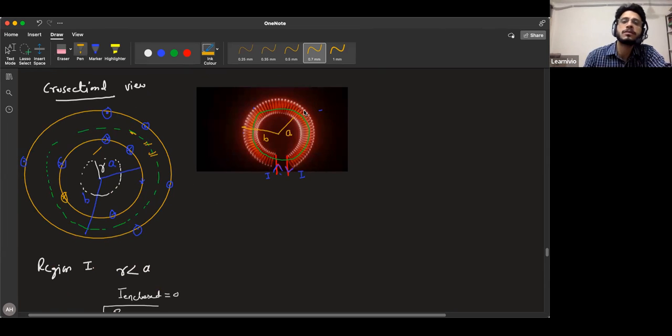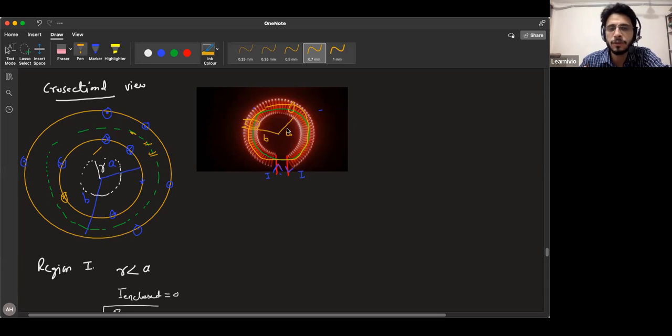So the total length is not 2 pi into B minus A. The total length is the circumference. B minus A will give this region only. So the total length is 2 pi r. Which r, A or B? When you take A, the length will be different, and when you take B, the length is different. The length will be the circumference, 2 pi A or 2 pi B.